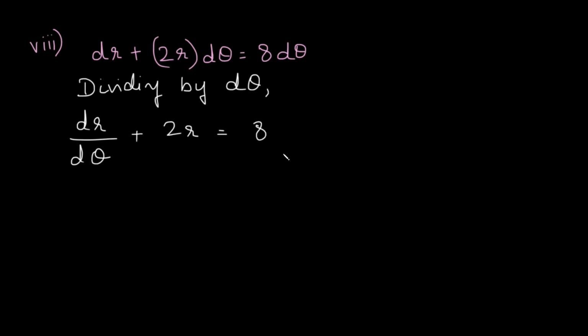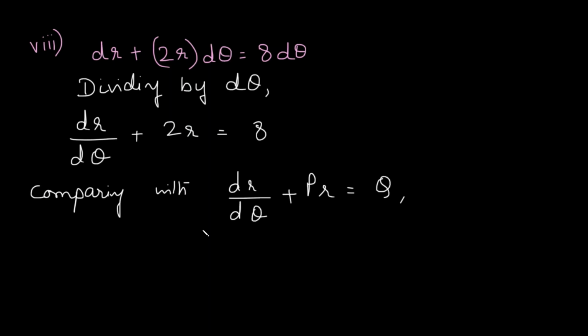So this is of the standard form now. Now comparing with dr by d theta plus pr is equal to q, you are going to get p as 2 and q as 8. Okay, p is equal to 2 and q is equal to 8. Now it becomes easy enough to solve for you. So this sum I am leaving it to you as an assignment. Try this out and see if you have understood the concept of it.